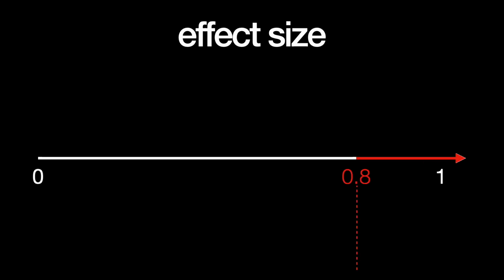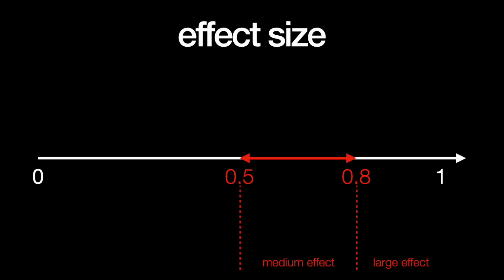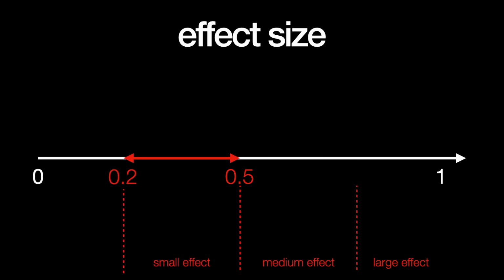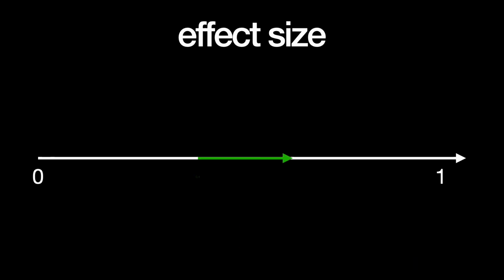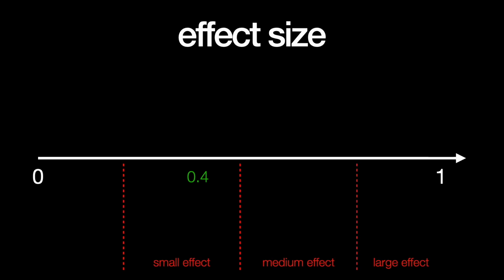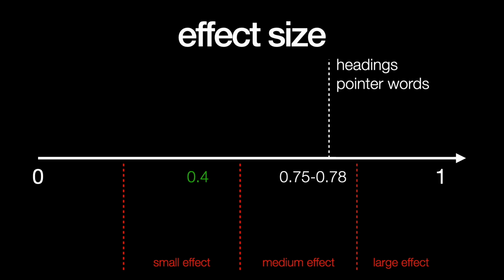An effect size of 0.8 or above is considered large. Between that and 0.5 is considered medium, and between 0.5 and 0.2 is considered small. Usually anything greater than 0.4 is considered educationally significant. With that in mind, here's a summary of the effect sizes of these different studies. The most effective verbal signaling came in the form of headings and pointer words.